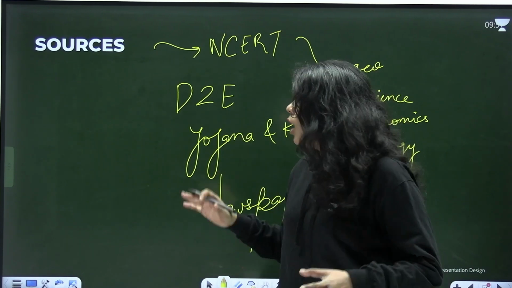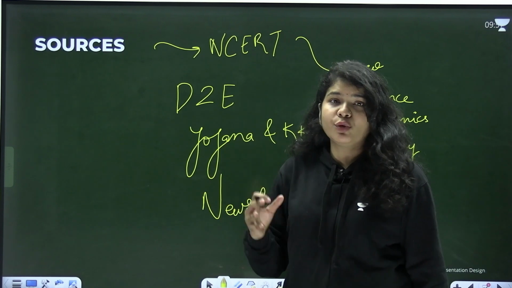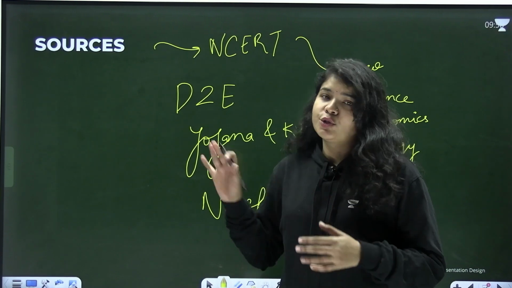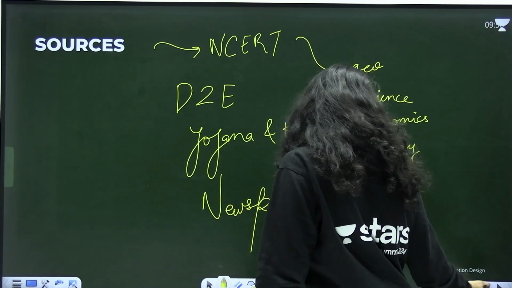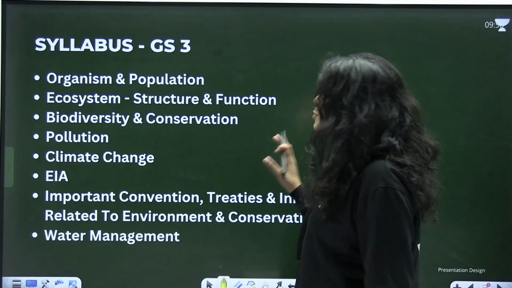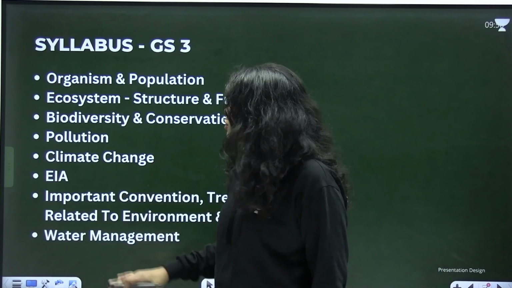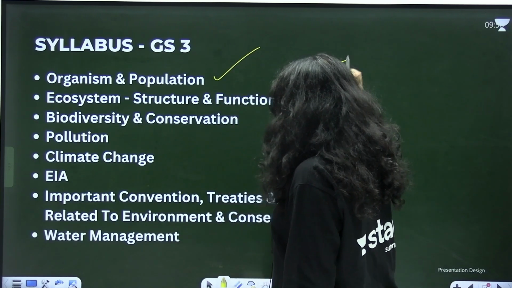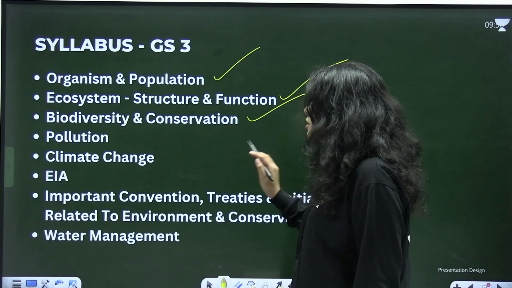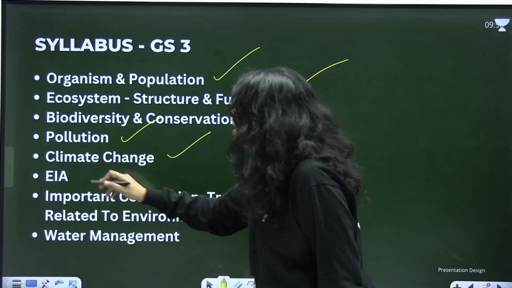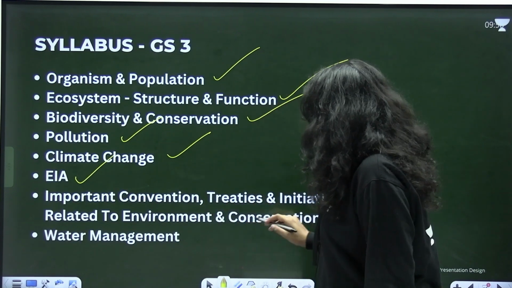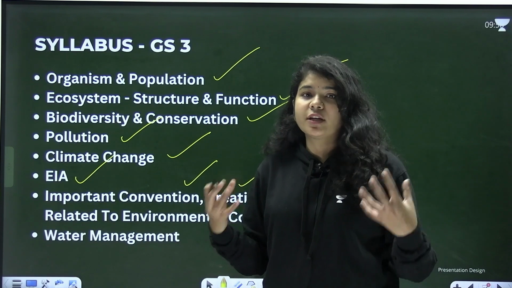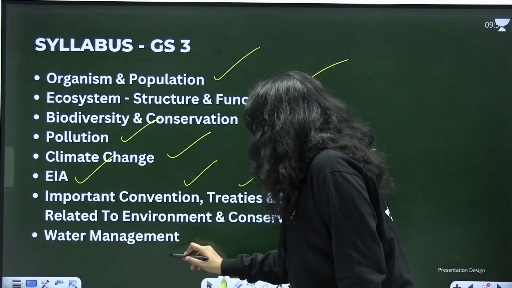I'll tell you how these resources can be used dynamically to improve your answer writing and to get hold of the subject. So, this particular syllabus is divided into these parts. We have organism and population, ecosystem structure and function, biodiversity and conservation, pollution, climate change, environmental impact assessment, important conventions, treaties, initiatives that are taking place globally and also regionally, and water management.